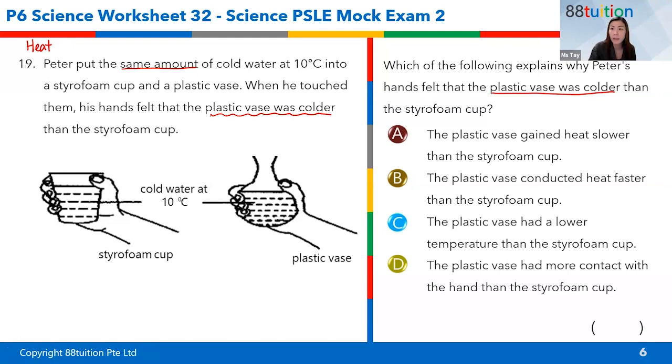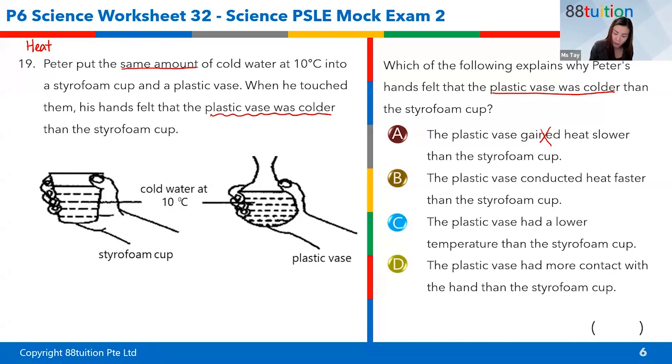So answer over here. Let's see, only 2% got this wrong, and the option they put down is actually C. Okay, let's explore. The plastic vase gains heat slower. If it gains heat slower, we don't even talk about gaining heat over here, right? So this is wrong, the gain heat, because gain heat means the temperature will change.